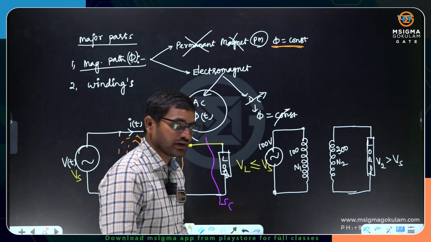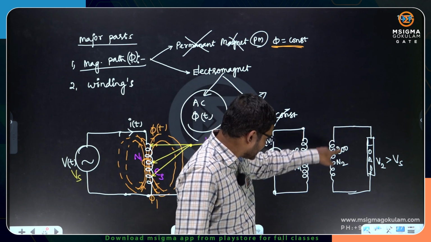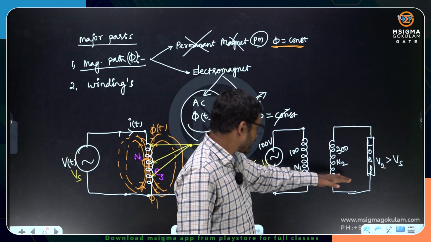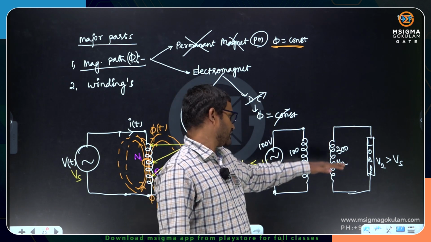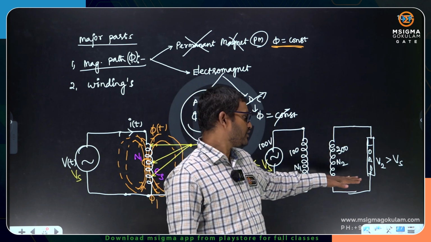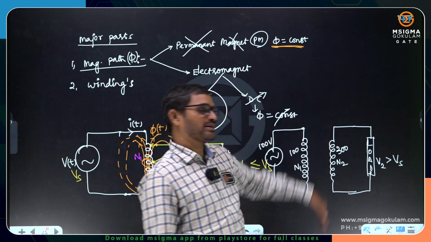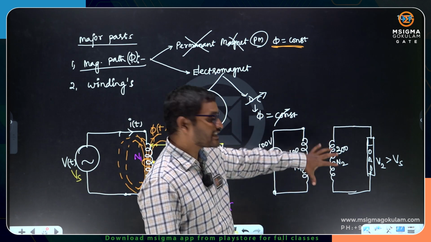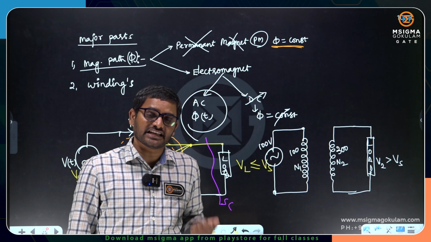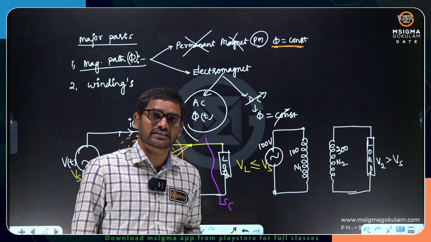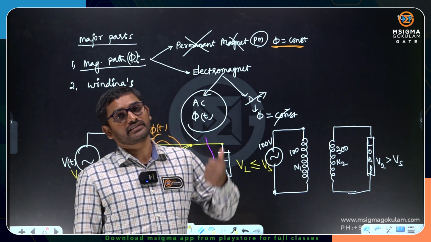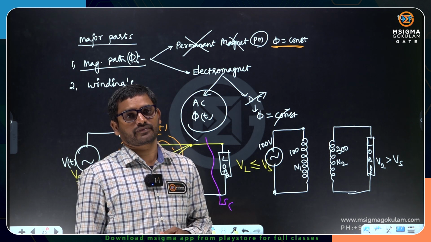Now, can't you decrease the voltage? Yes, you can decrease the voltage. If you provide the tapping on this one, you can get less than 100. Sorry, you can get less than 100. You can get greater than 100 also if you provide tapping on this one. So this connection helps us get a voltage lesser than the source voltage, and can also help us get a voltage greater than the source voltage.